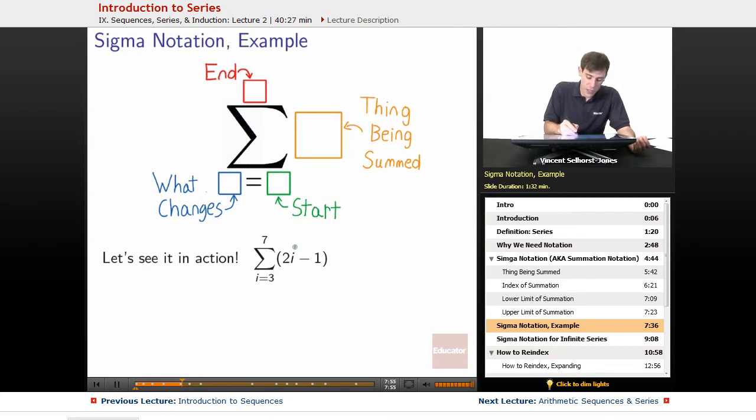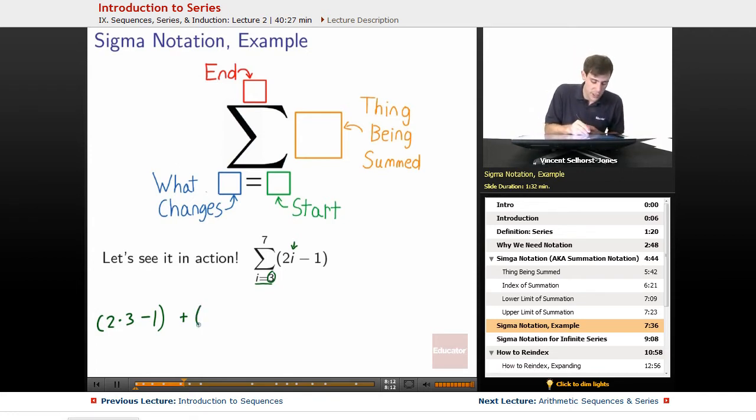So the very first thing, we've got the I right here. We start at I equals 3. So the first value that we plug in for our I is 2 times 3, right? Because our lower limit of summation was that 3. So 2 times 3 minus 1. That's the first thing. Then we go on to our next step.